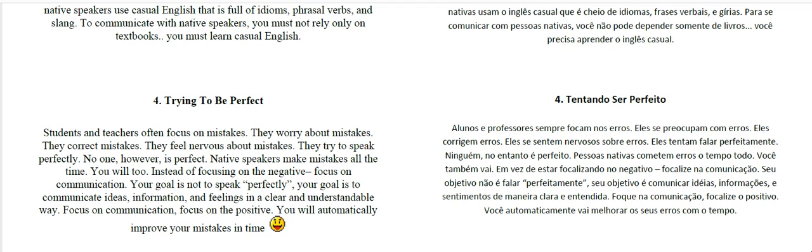You will too. Instead of focusing on the negative, focus on communication. Your goal is not to speak perfectly. Your goal is to communicate ideas, information, and feelings in a clear and understandable way. Focus on communication. Focus on the positive. You will automatically improve your mistakes in time.